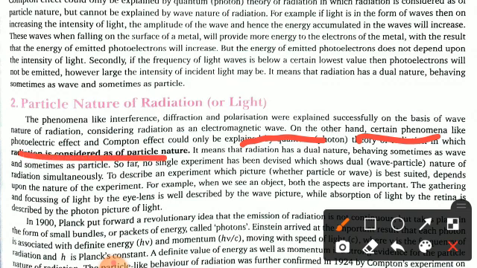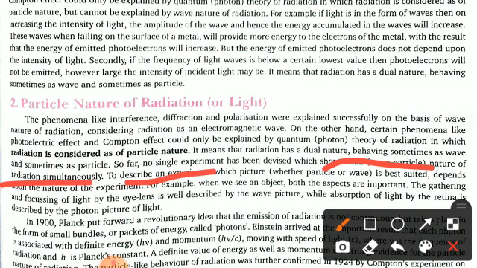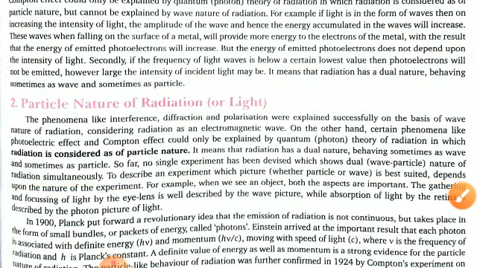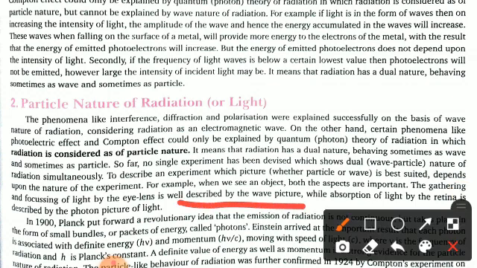So it means that radiation has a dual nature, behaving sometimes as a wave and sometimes as a particle. So far, no single experiment has been devised which shows the wave and particle nature of radiation simultaneously. Whether the particle or wave picture is best suited depends upon the nature of the experiment. For example, when we see an object, both aspects are important. The gathering and focusing of light by the eye lens is well described by the wave picture, while absorption of light by the retina is described by the photon picture of light.